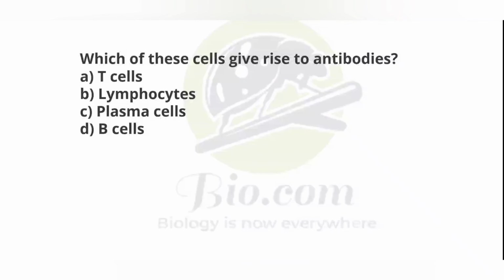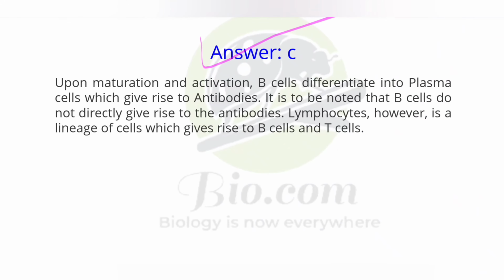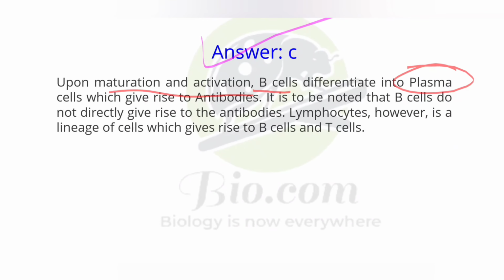Now question number 3, which of these cells give rise to antibody? The correct option is option C, that is plasma cell, because when B cells mature and activate, they give rise to the cell known as plasma cell. B cell is not directly involved in the production of antibodies. It produces them through the plasma cell. Also, the lymphocyte is the lineage of cells which give rise to the B cell as well as the T cell. So the correct option is option C, plasma cell, which gives rise to the antibodies.